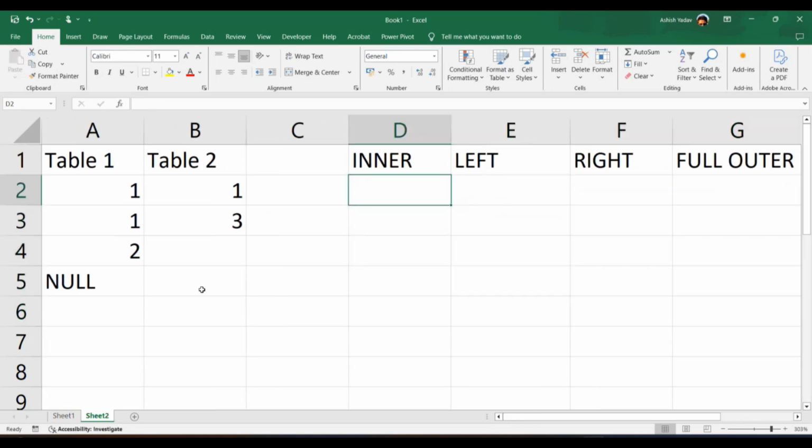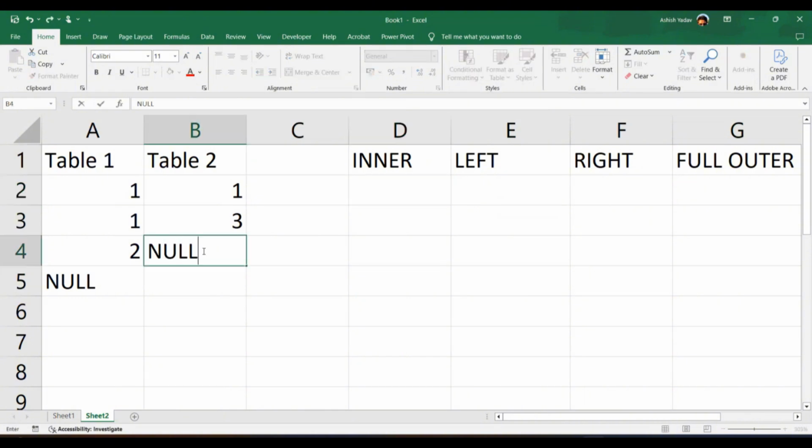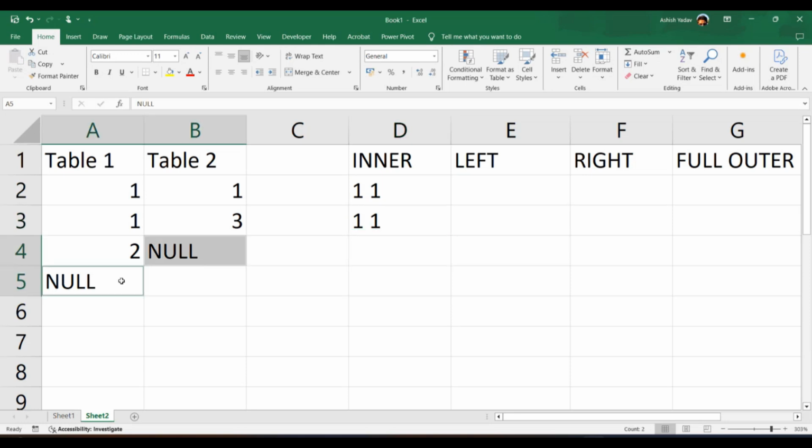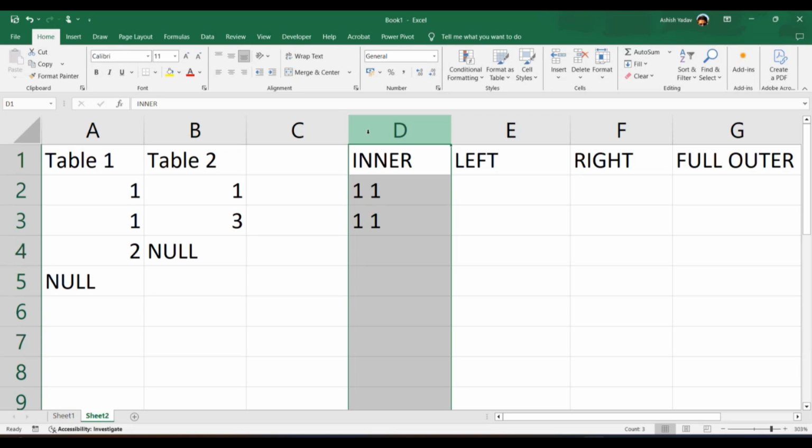Let's see one last thing, and I'll put null in here as well. Right? Inner join, how many rows? 2 rows. You said one is matching with one, one is matching with one. What about null matching with null? Will it match or not? No, because I said null is not equal to null. Right? Null will never be equal to anything. Okay. So this and this will not match. So your inner join will never have null in it. Okay, because inner join says matching records only.